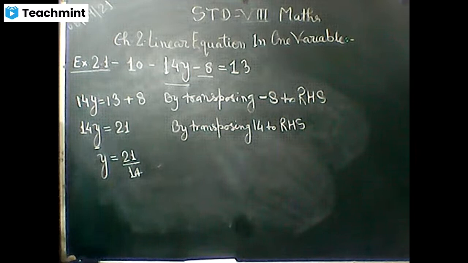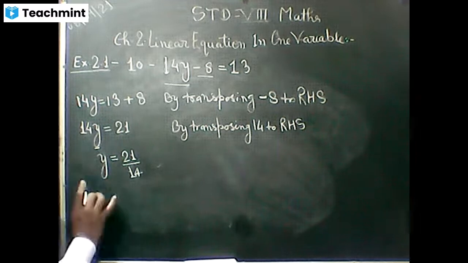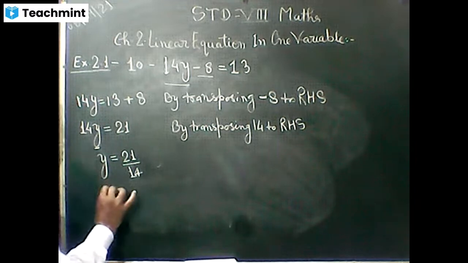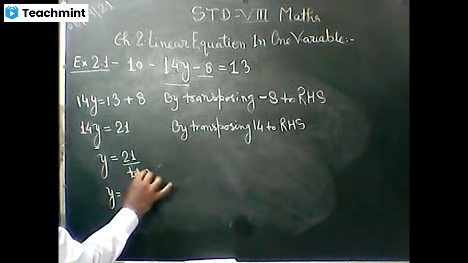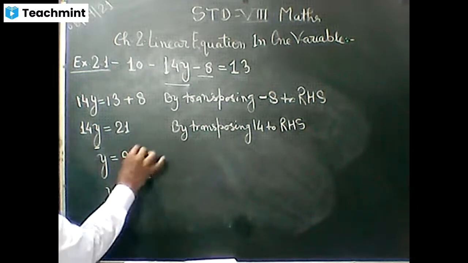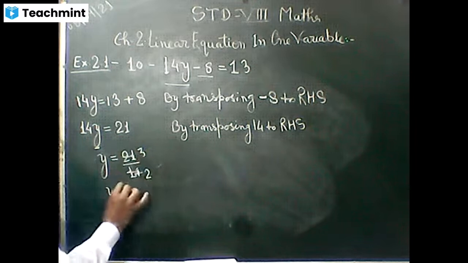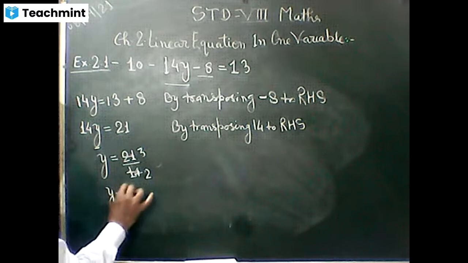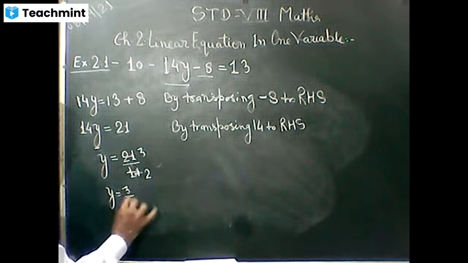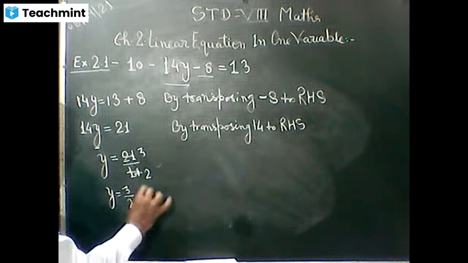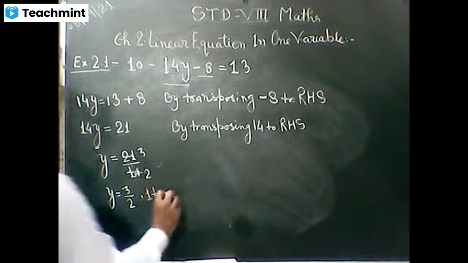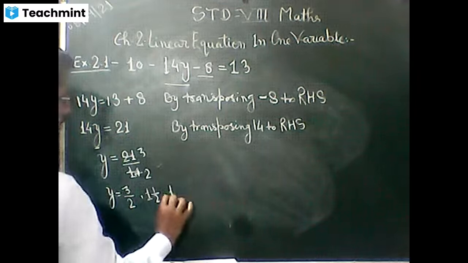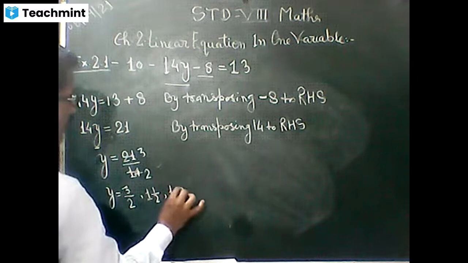And so you may say that it is the value of y, and if you want to solve it, then 7 twos are 14 and 7 threes are 21. So the value of y is 3/2. You can write it as 1 1/2 in this way. Otherwise, in decimal, you can write 1.5.